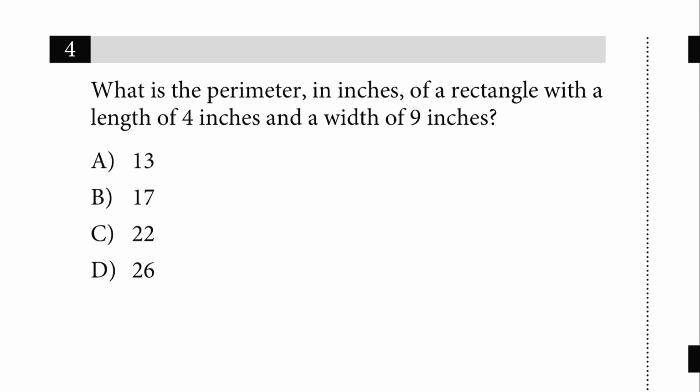What is the perimeter in inches of a rectangle with a length of 4 inches and a width of 9 inches? The word perimeter, P-E-R-I, means around. And meter means measure. So if you forget what this is, you're going to measure around. Think like a fence. So you're going to add up all the sides. That means our length is going to be added twice, which is 8. Our width is going to be added twice, which is 18. The sum of those is 26.